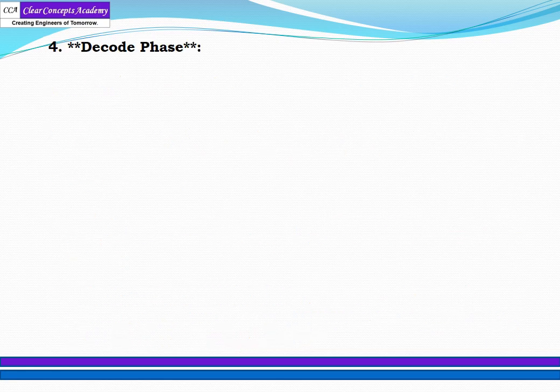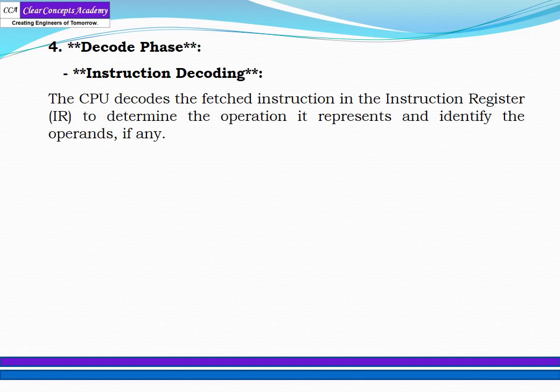Then the decode phase. The instruction is decoded. The CPU decodes the fetched instruction in the instruction register (IR) to determine the operation it represents and identify the operands, if any. Suppose an instruction is there to add memory 1 and memory 2. After decoding, it will decide from where to get the data, and the operands will be brought for execution.